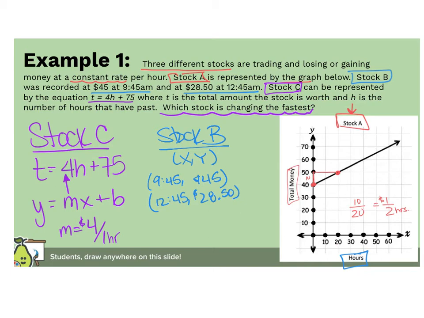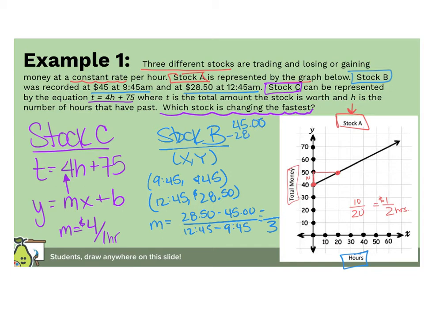So let's go ahead and calculate that. $28.50 minus 45 and 12:45 minus 9:45. All right. So the bottom I can do easily. 12 minus 9 is 3, so that's 3 hours. But the first one, I have $28.50 minus 45. I've got to switch that around. So my answer is going to be negative.